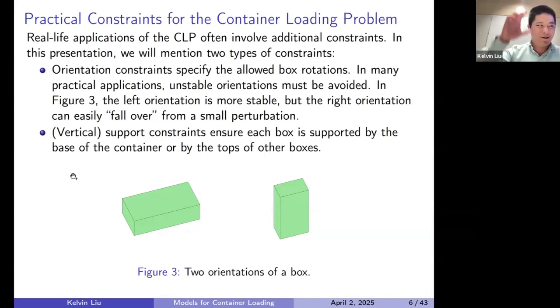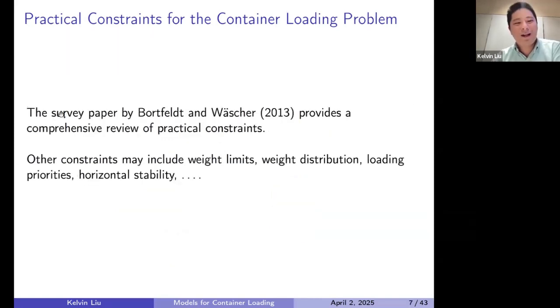And if you imagine the effect of gravity on boxes, then you can see why that might be quite relevant in practice. So these are not the only practical constraints that come up. There are also other constraints. And there's this survey paper by Bortfeld, which provides a comprehensive review of a lot of different types of constraints that are considered in the literature.